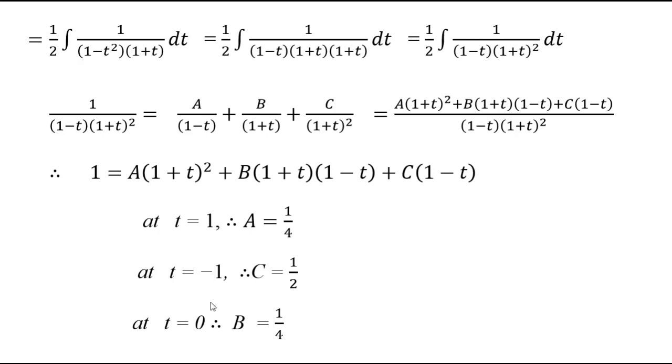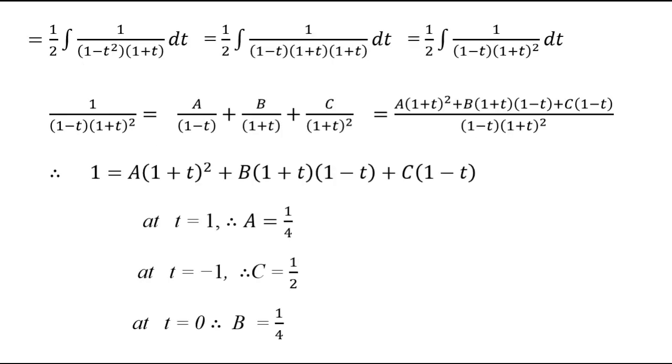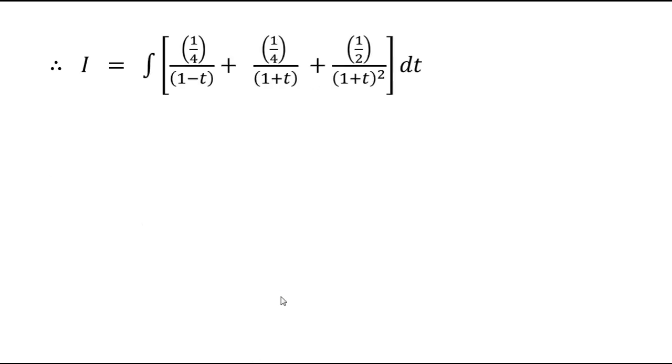So with these values of a, b and c, I will write this integral as a upon 1 minus t, b upon 1 plus t, c upon 1 plus t square. I have replaced a, b, c by their respective values. a is 1 by 4, b is also 1 by 4, and c is 1 by 2. So this integral will take this form.